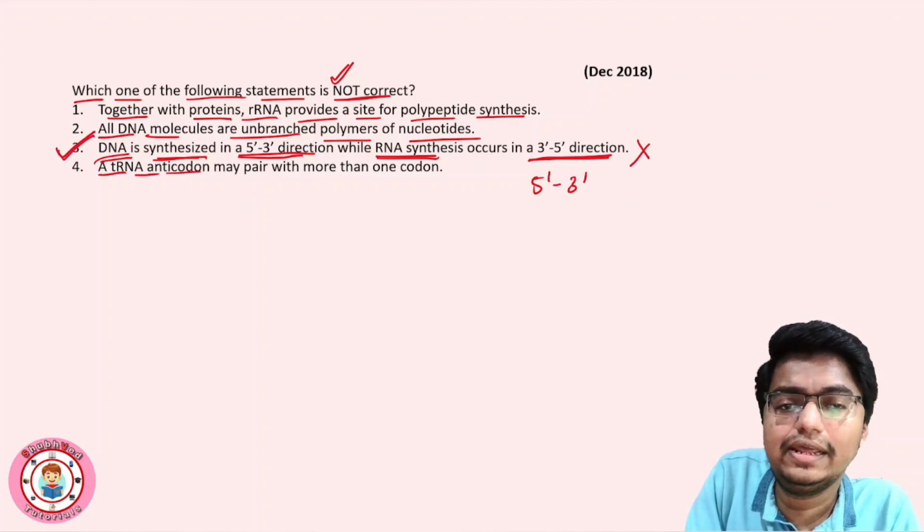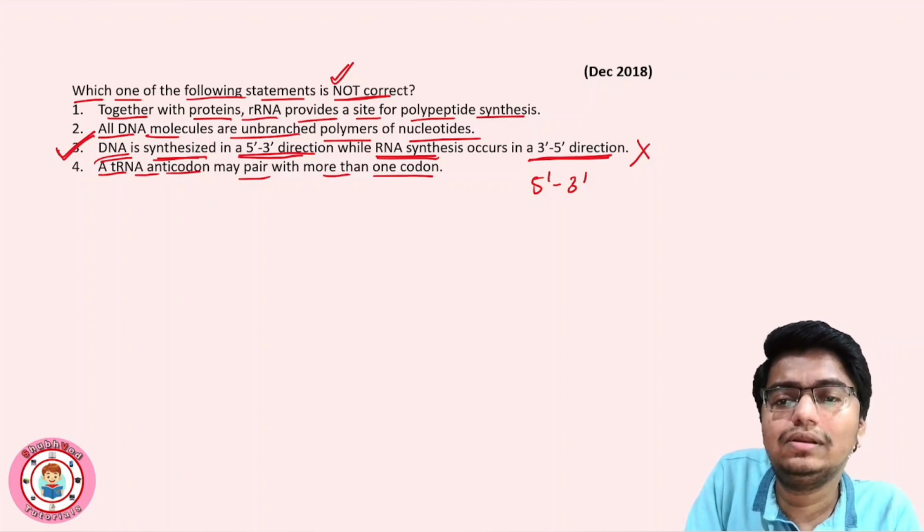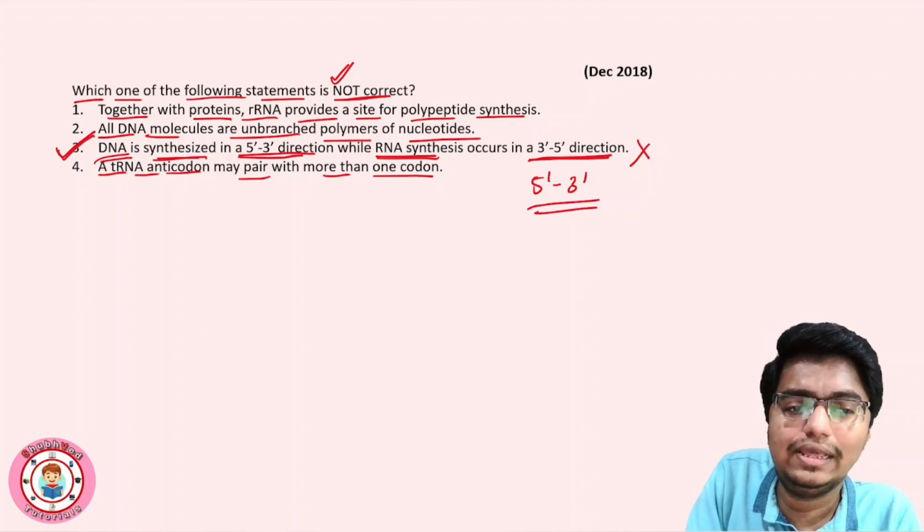A tRNA anticodon may pair with more than one codon. This is also correct. We have to identify the incorrect one. So replication as well as transcription and translation all occur in this direction only.